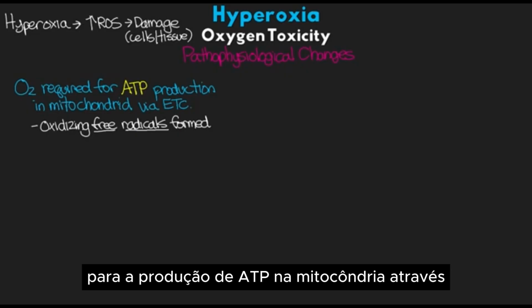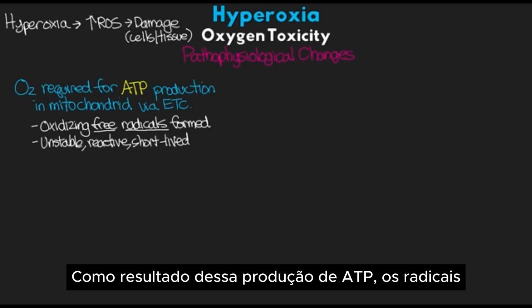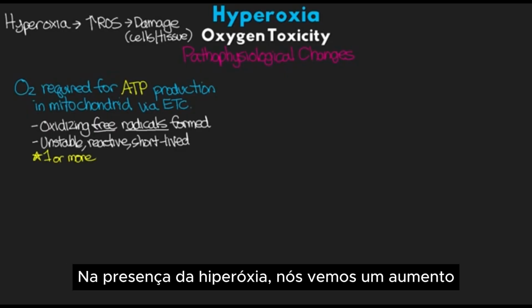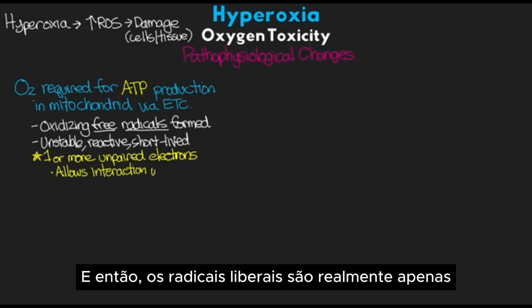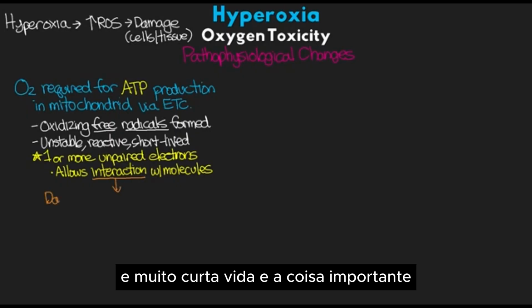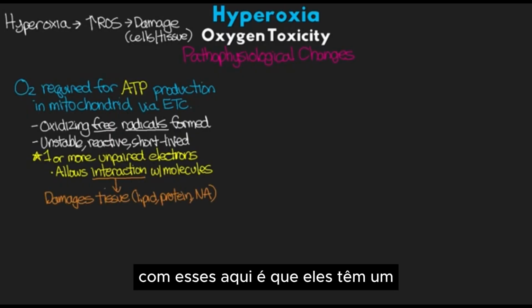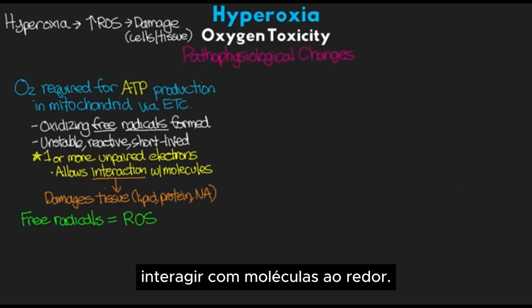Free radicals are really just a type of unstable, reactive, and really short-lived chemical species. The key thing with these is that they have one or more unpaired electrons. Having the unpaired electron or electrons allows them to interact with surrounding molecules. And it's this interaction with the tissue that damages the lipid membranes, proteins, and nucleic acids, resulting in damage to that tissue. These free radicals are also known as reactive oxygen species.